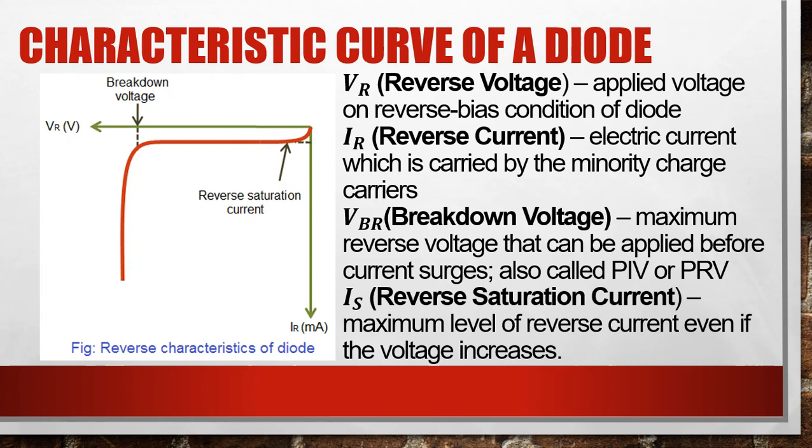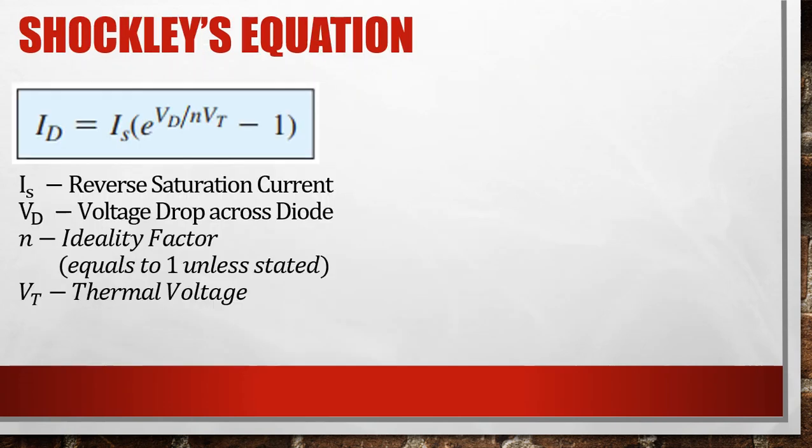Next is the Shockley's equation. Shockley diode equation is a mathematical model of the forward and reverse bias characteristic of a diode. To solve for the diode current, see the formula in the slides, where IS is the reverse saturation current, VD is the voltage drop across the diode, N is the ideality factor, equals to 1, palagi yan, unless stated sa problem. VT is the thermal voltage.